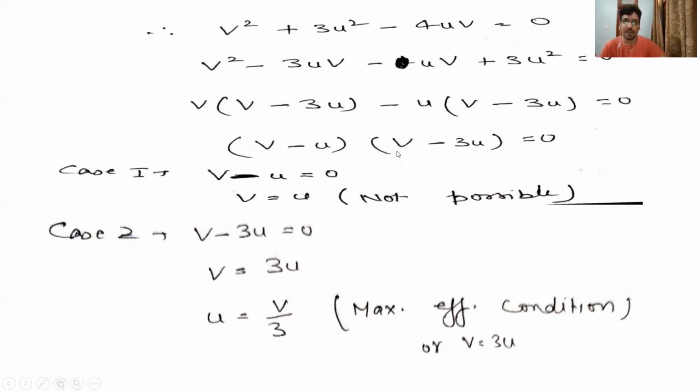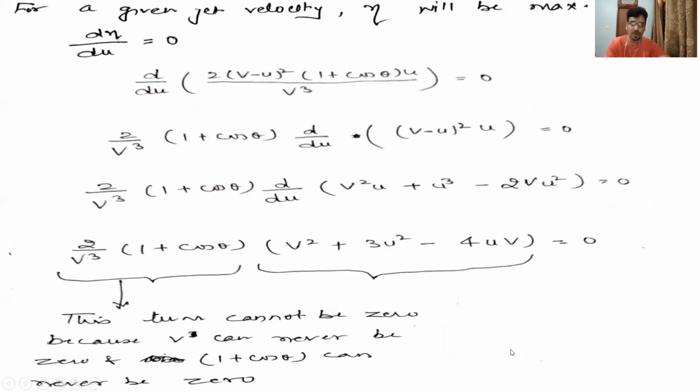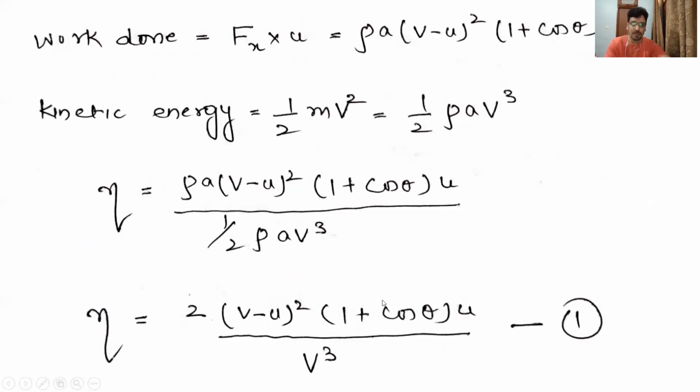Second case will be v minus 3u equals to 0. So v equals to 3u. So u equals to v by 3. This is the possible case, and this will be the maximum condition for the efficiency. Or we can say that v equals to 3u. So put this u equals to v by 3 or v equals to 3u in this equation, to get the value of maximum efficiency.